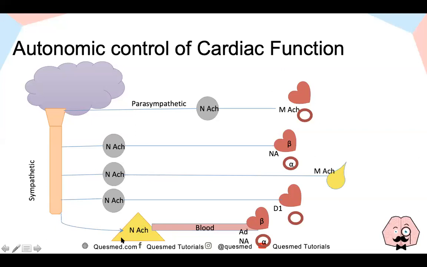The adrenal medulla is innervated differently to all of the other organs. The adrenal medulla is innervated by preganglionic nerves, and they are nicotinic acetylcholine receptors. The adrenal medulla releases adrenaline and noradrenaline, which travel via the blood to the heart and the blood vessels, and that will cause an increase in heart rate and vasoconstriction. Both of those increase blood pressure.